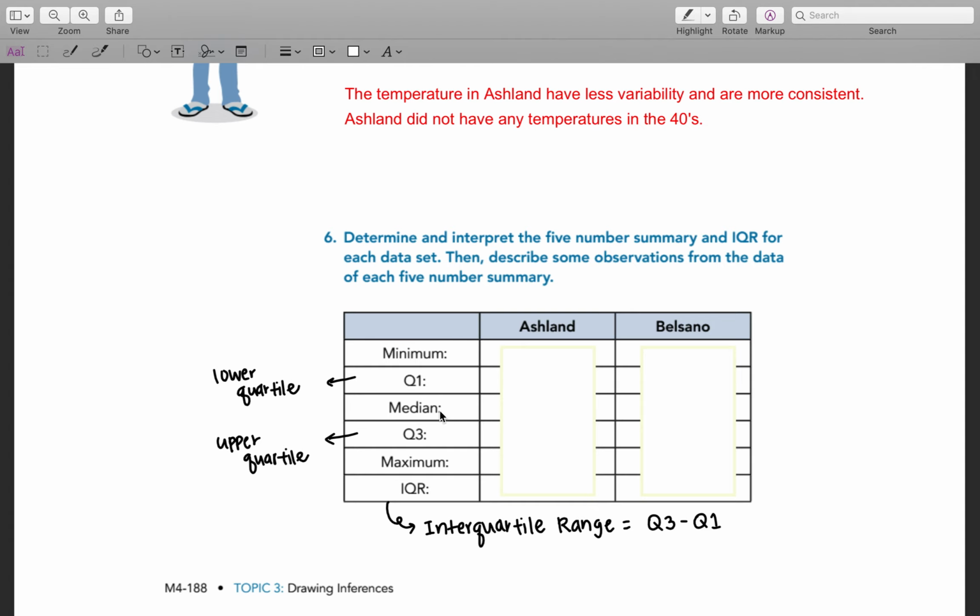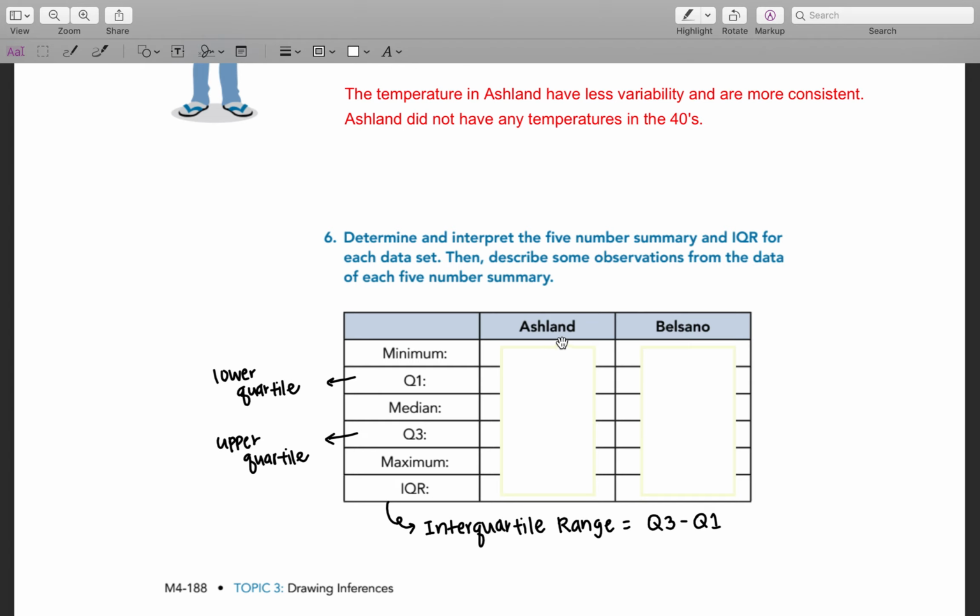The middle number from your whole entire data would be the median. But from that median, the lower half, so the left side of the median, the middle number in that lower half would be your lower quartile, which is also called Q1. And the middle from your upper half would be your upper quartile, which is also represented by Q3.